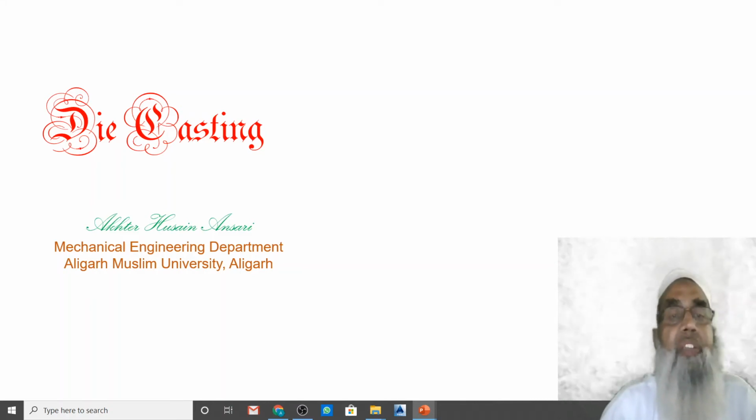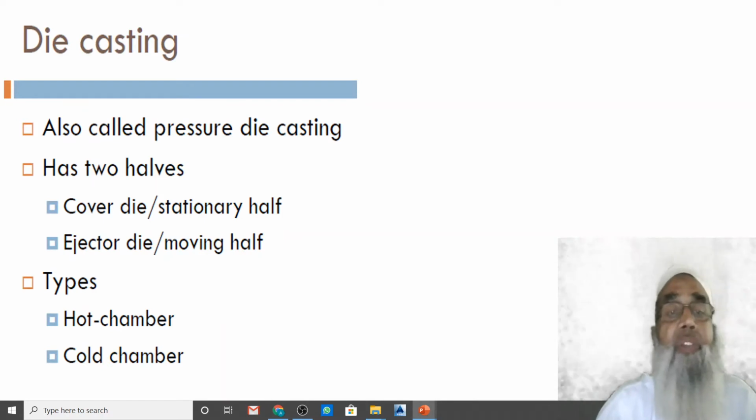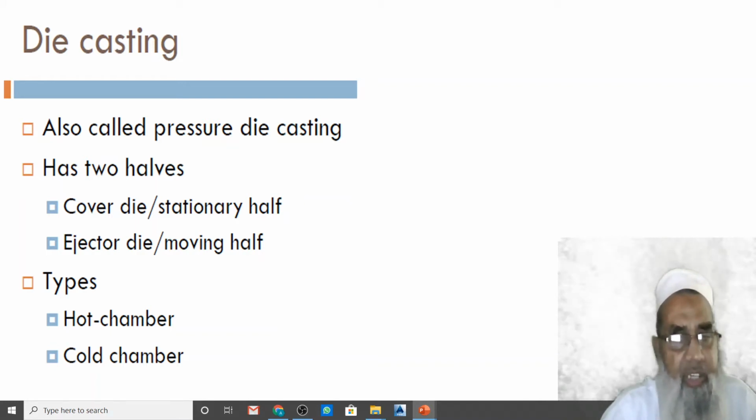Today we will discuss the die casting process. Die casting is also known as pressure die casting. It has two halves of metal: the cover die and the ejector die. The cover half is stationary, and the ejector half is moving, to eject the casting after solidification.